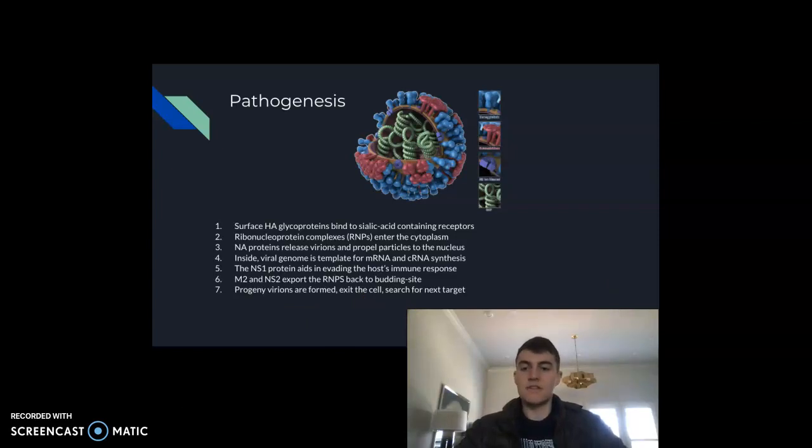And so while it's synthesizing, the NS1 protein is going to aid in evading any response that the host has for any sort of virus. So once synthesis is complete, the matrix protein, matrix 2 and NS2, are going to export the RNPs back to the budding site, which is in the cytoplasm. And then here, progeny virions are formed. They're going to exit the cell and then search for their next target.